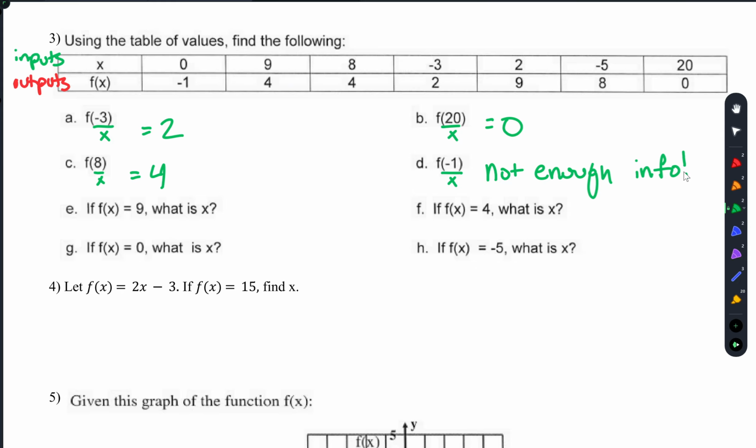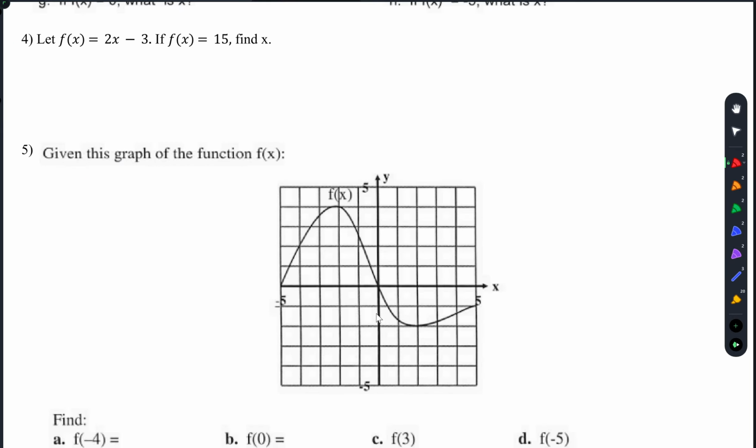Okay. We're going to flip it around. Now in letters E, F, G, and H, I no longer know what the x value is. It's literally asking me, what is x? What I do know is my f of x value. F of x represents those outputs. So I'm going to look in the outputs row, which is now this bottom row, and figure out what is x. Well, if the output is 9, then I look right above. The input was 2.